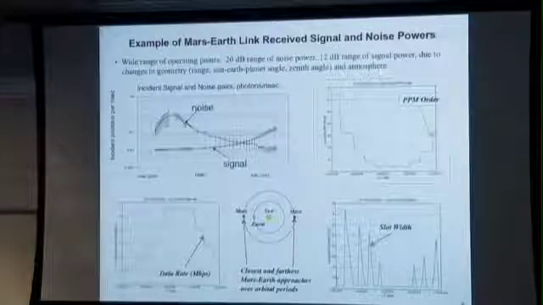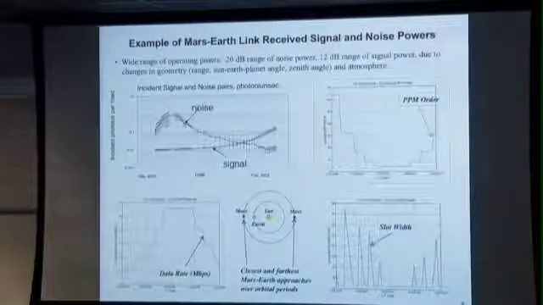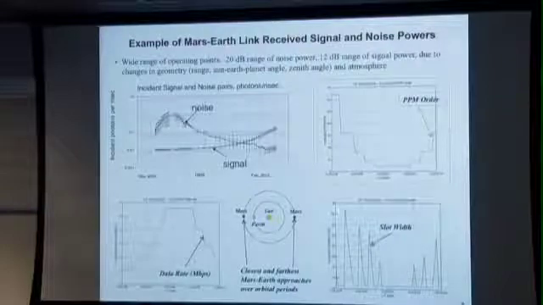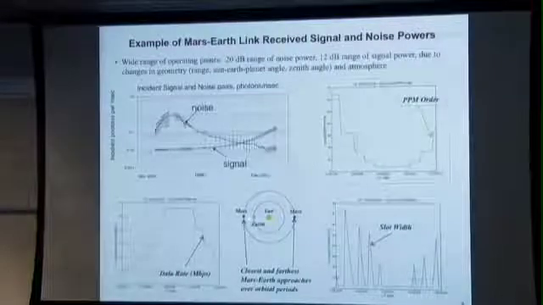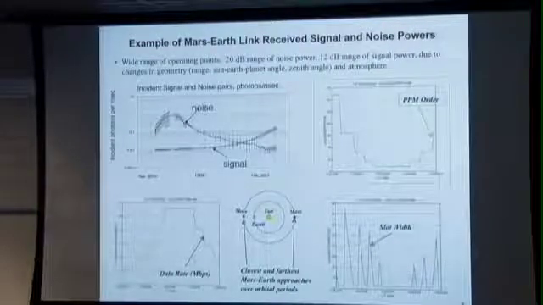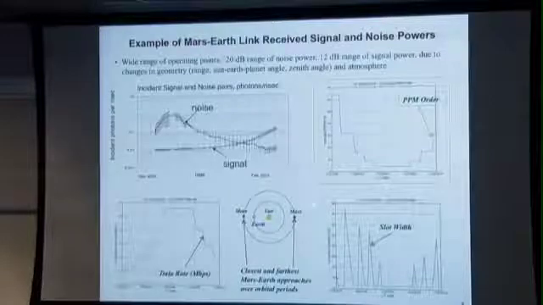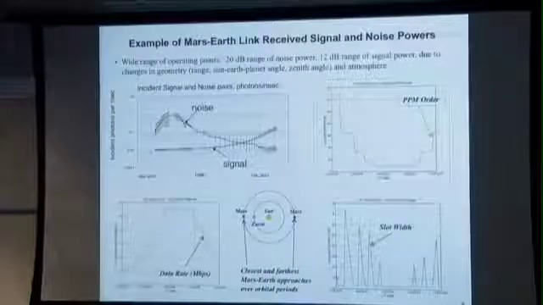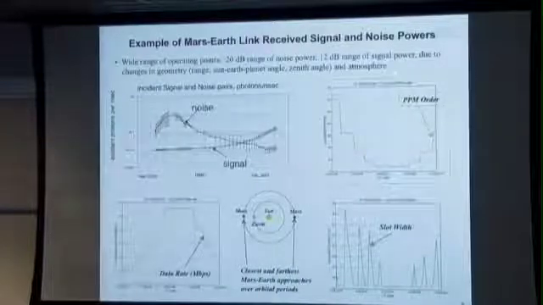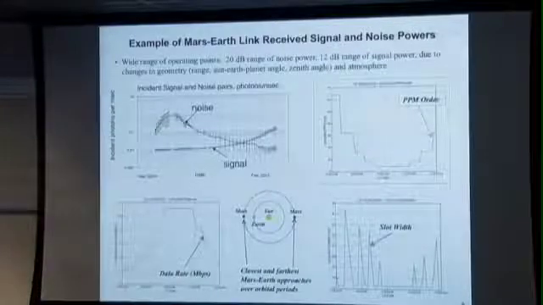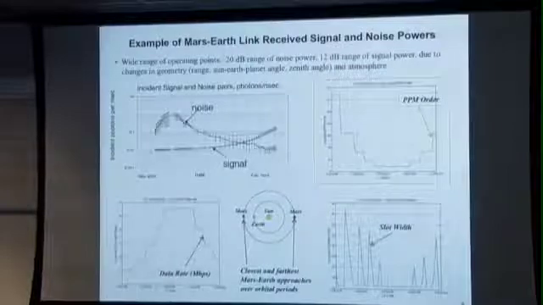To give you some feel for what happens over the course of a mission, I've drawn a rudimentary diagram of what happens when Earth is trying to communicate to Mars. At different points in the orbital period, Earth will be either really close to Mars or really far from Mars, and that differs by about a factor of 4. So the signal power, no matter what you're sending, is going to change by about 12 dB over an orbital period of 2.2 years and some months, I think.